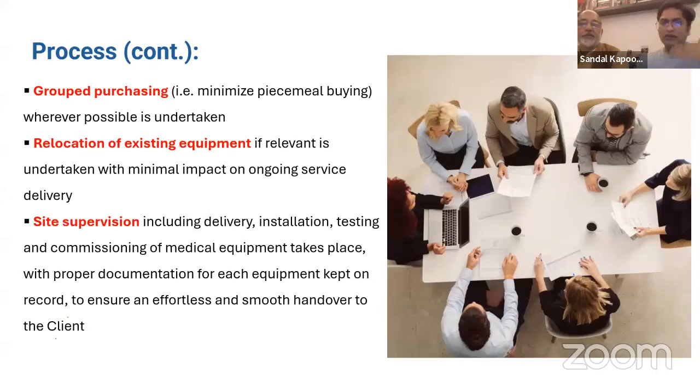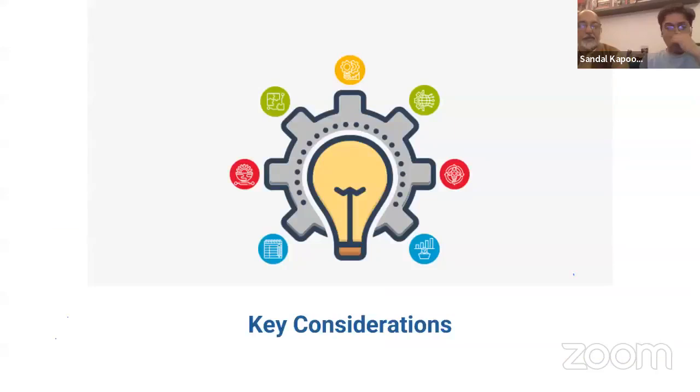So this was the general process of equipment planning that we have discussed. But then there are certain key considerations. We had talked about general considerations in terms of the building itself. Then we talked about the process, how equipment planning has to be done. But there are certain key considerations which we get to know by experience of various projects.